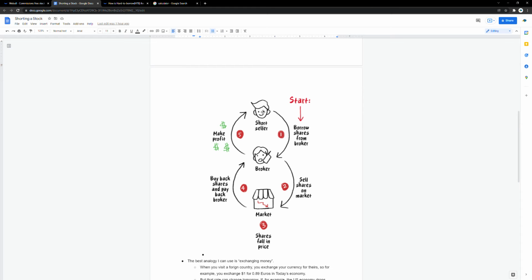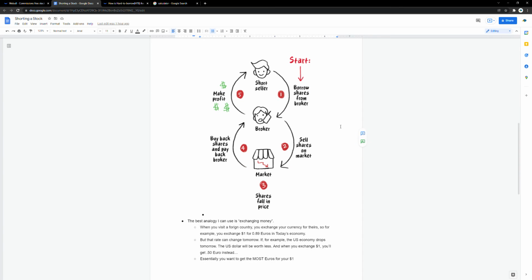So this is you as the short seller. You're borrowing shares from the broker. This is Webull. Webull is going to sell the shares that you ask them, like, hey, I want to short 10 shares. They're going to say, okay, we're going to sell 10 shares for you. Then once that price drops, you are going to buy back the shares and you're going to pay back Webull. And then whatever the difference is, minus the fee, is going to be your profit.